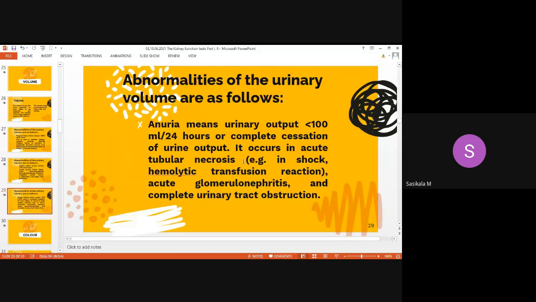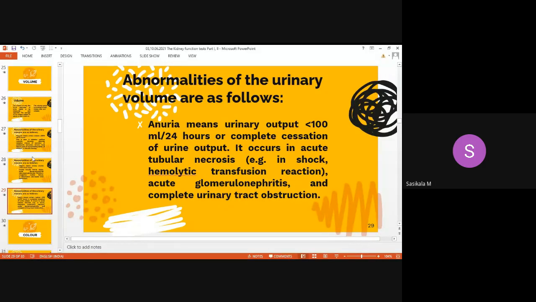Okay, and it occurs in acute tubular necrosis. Where is the tubule present? In the nephron. Tubules and glomerulus are there, no? So nephron function will be diminished or stopped, and thereby filtration of fluids will also be diminished. In that condition, glomerular nephritis and complete urinary tract obstruction, obstruction means restriction of the fluids to filter off, and it decreases the output. Urine formation will be decreased. So that condition is called anuria.